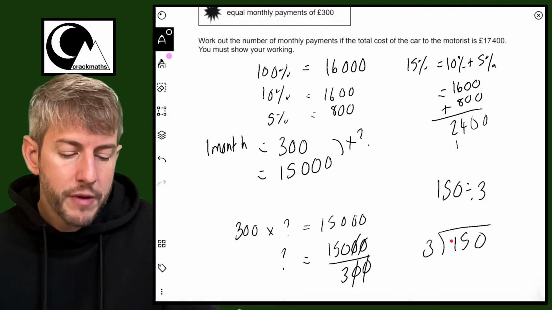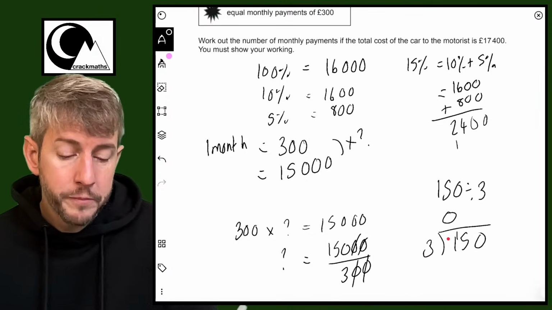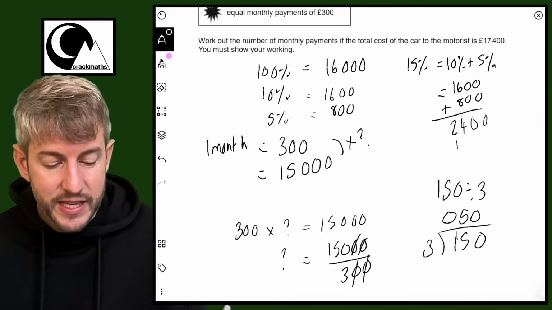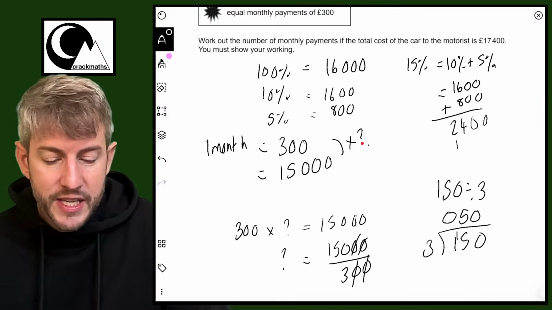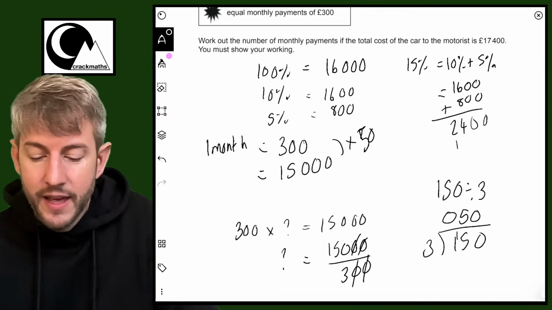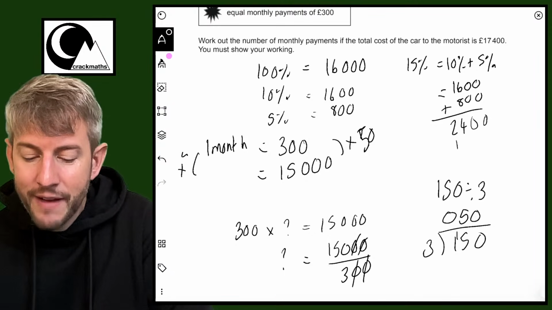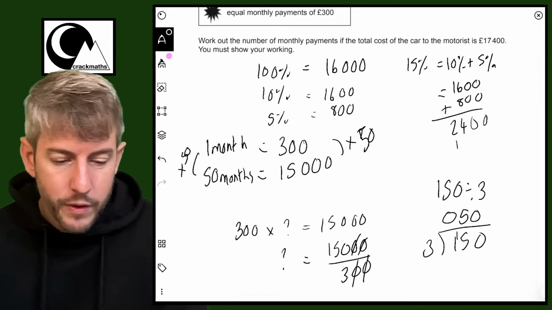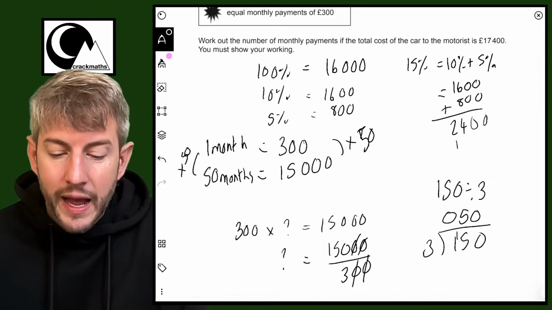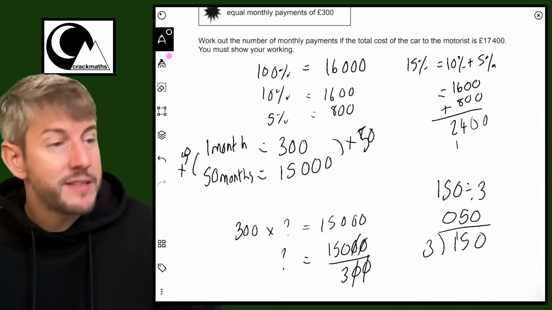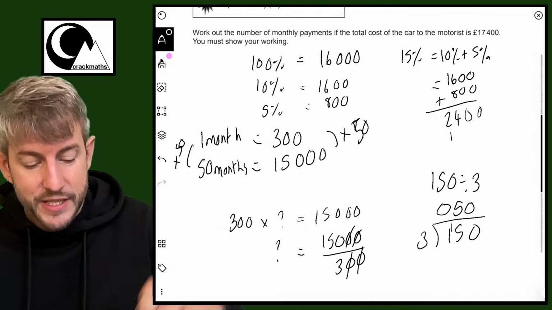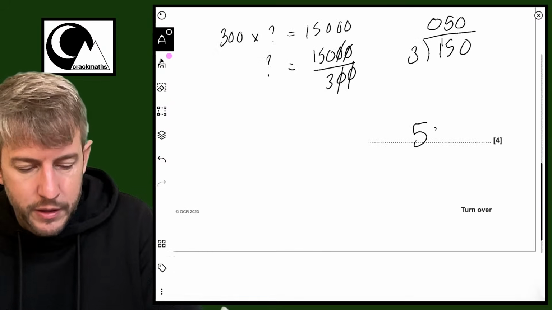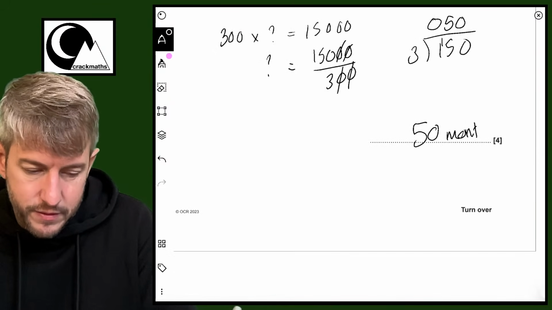Okay, so 3 into 1 doesn't go, so carry the 1. 3 into 15 goes 5 times, with a 0 up here, so that's 50. So we timed this by 50 to get to here, so that would mean that we'd have to have 50 months, okay? So there we go. I think we've answered that question now. Work out the number of monthly payments needed to cover the cost of the car. So that is 50 months, 50 monthly payments. So there we go. 50 months.